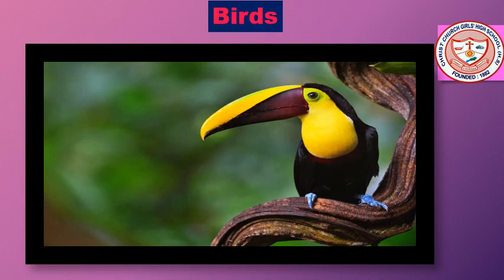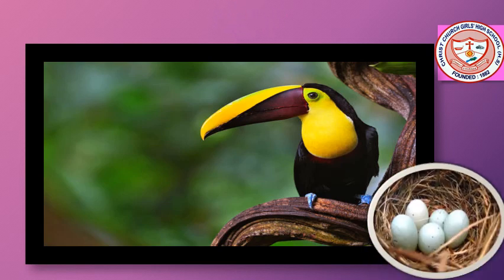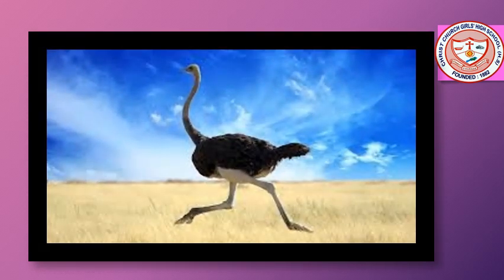Now girls, we will revise about birds. You know that birds live on trees and they build nests to lay eggs. Most birds can fly, like eagles, sparrow, etc. But there are some birds like ostrich, they cannot fly.